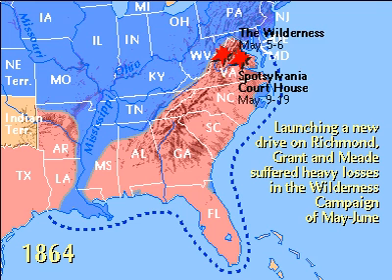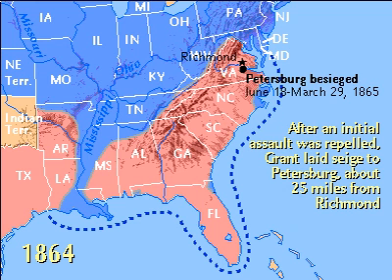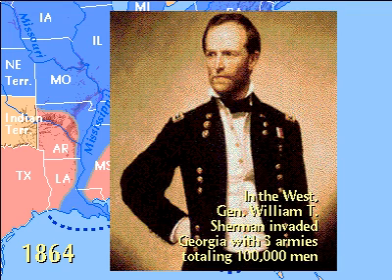In March of 1864, Grant was appointed General-in-Chief of all Union armies. He launched a new drive on Richmond, but he and Meade suffered heavy losses in the Wilderness Campaign of May and June. At Cold Harbor, Grant made a mistake that cost the Union more than 6,000 casualties in less than an hour. After his first attacks were repelled, Grant laid siege to Petersburg, only 25 miles from Richmond, the Confederate capital.